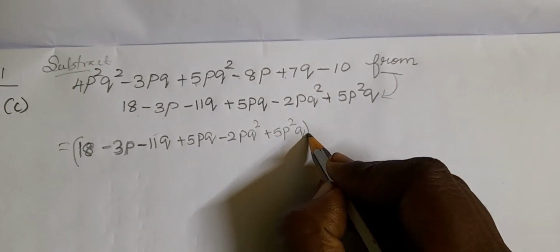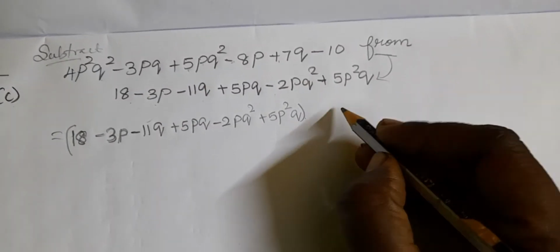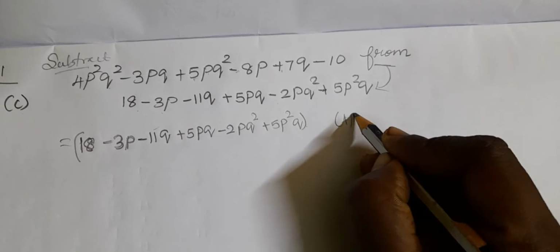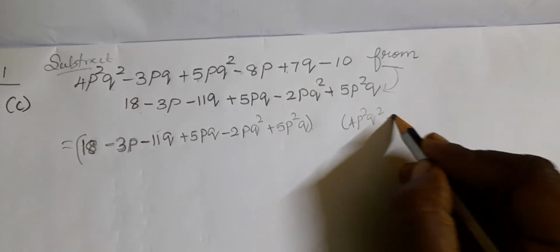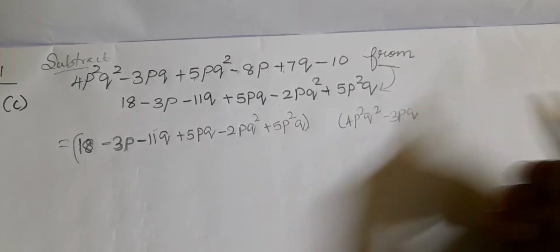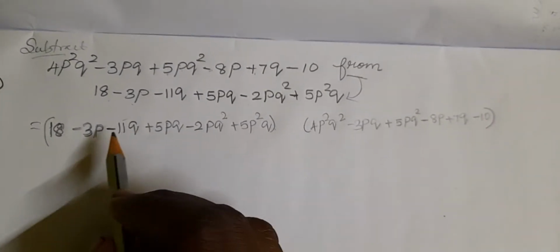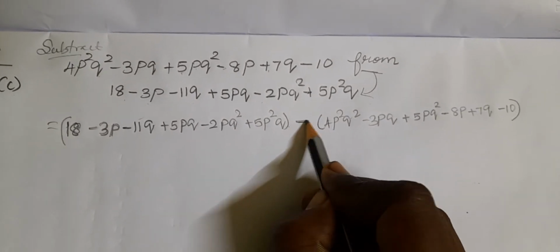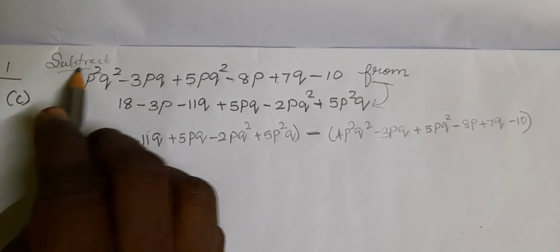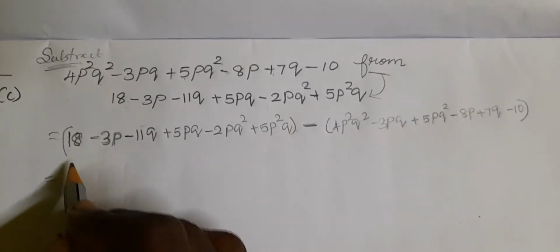After completing this expression, now we will write the first expression: 4p square q square minus 3pq. Now in between these two expressions insert a minus symbol, because the question is subtract. Now I am going to remove the brackets.